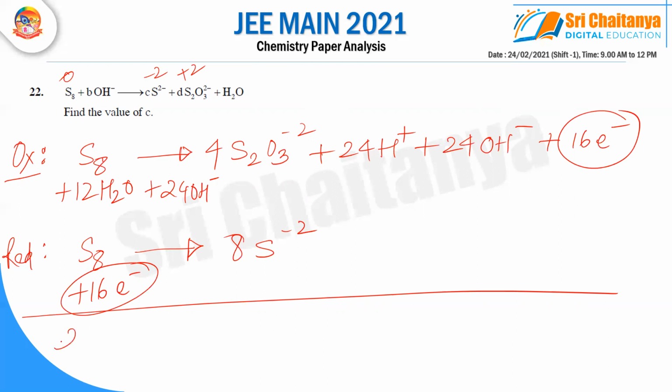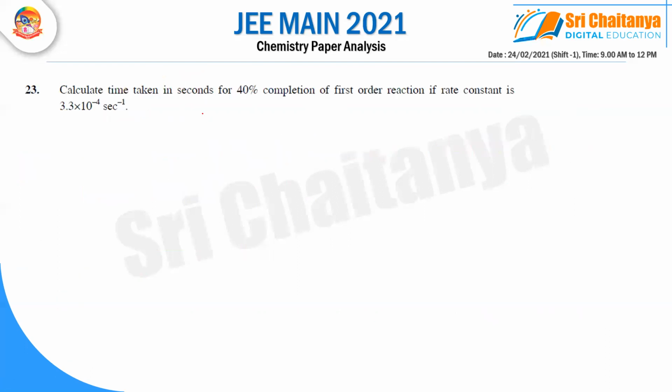So when we add them up, we get 2 times of S8. And in the right hand side, what I'm getting is 8 times of S minus 2. Forget about others because I'm not worried about others. Only focus on these two. Now, if you simplify, 2 goes and this will turn out to be 4. So the stoichiometric coefficient C here is 4. So C is equal to 4.